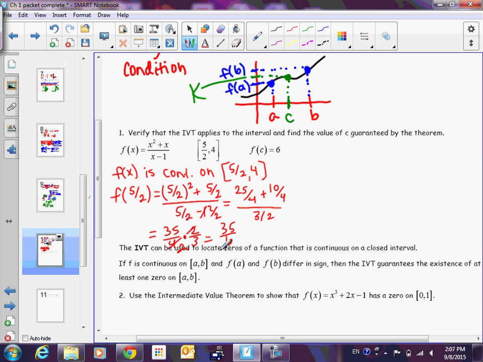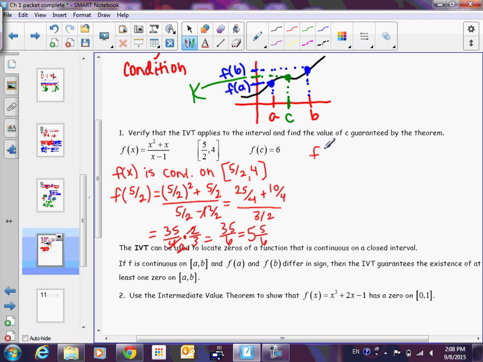Now, is 35 over 6 close to 6? As a mixed number, we'd say 6 goes into 35 5 times with 5/6 left over. Or you could have just thought about it as being a little bit less than 6 because 36/6 is 6. Either way. All right, so f of 5/2, that's the hardest part of this whole problem.